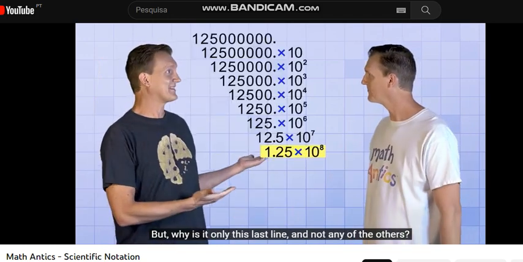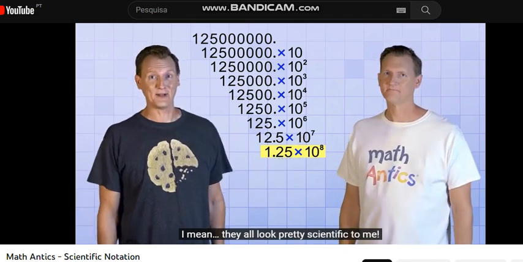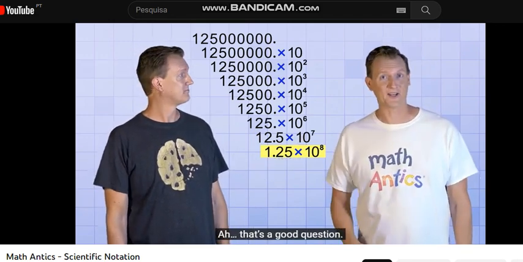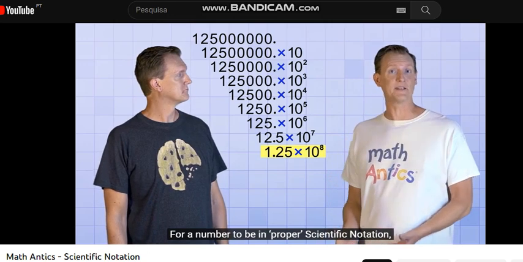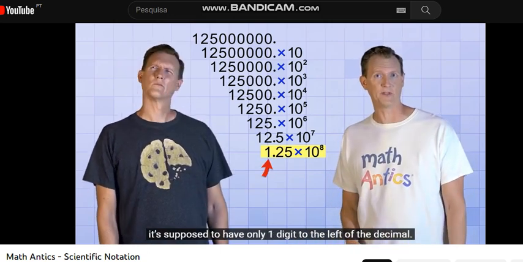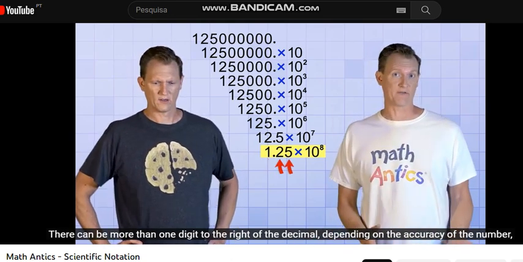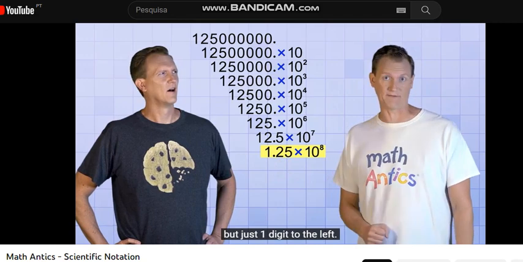But why is it only this last line and not any of the others? I mean, they all look pretty scientific to me. That's a good question. For a number to be in proper scientific notation, it's supposed to have only one digit to the left of the decimal. There can be more than one digit to the right of the decimal, depending on the accuracy of the number, but just one digit to the left.